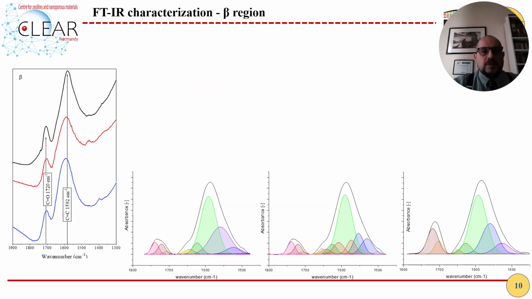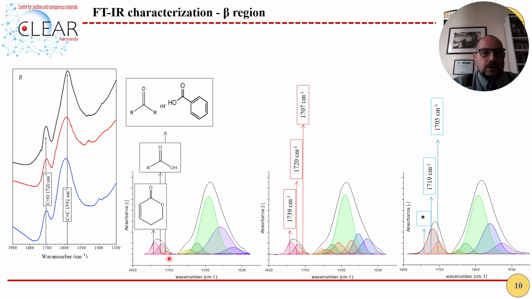The beta region includes overlapping carbonylic and olefinic bands, but thanks to the deconvolution and the XPS and NMR data, we confirmed the presence of several functional groups. In this region of the FTIR spectra, we observe two main sets of peaks: one attributed to the carbonylic band, here at 1720, and this one at 1592.